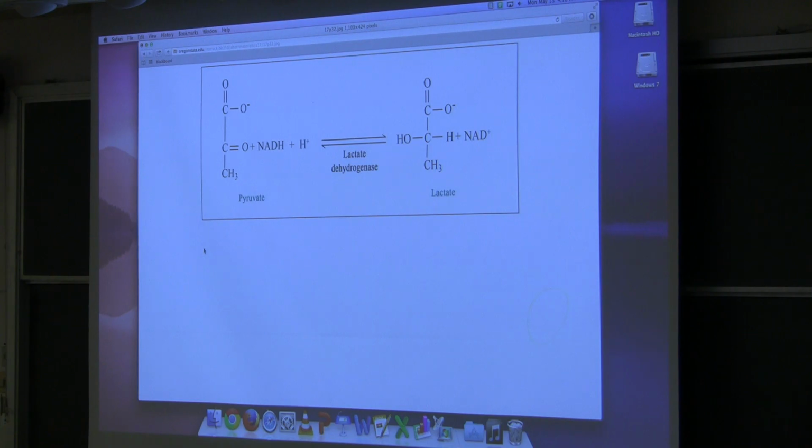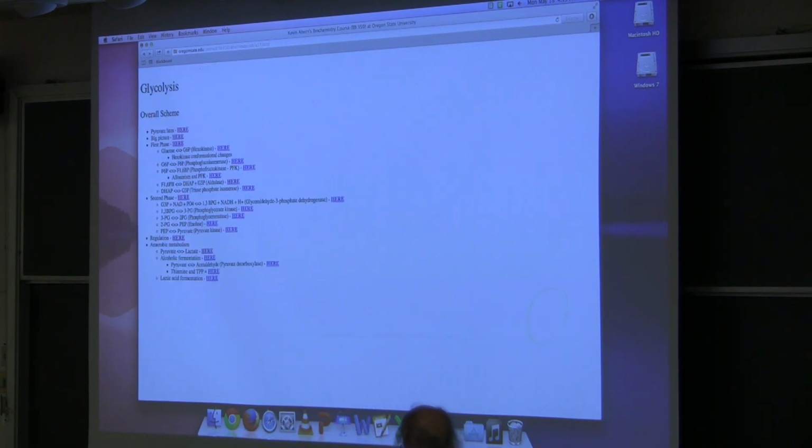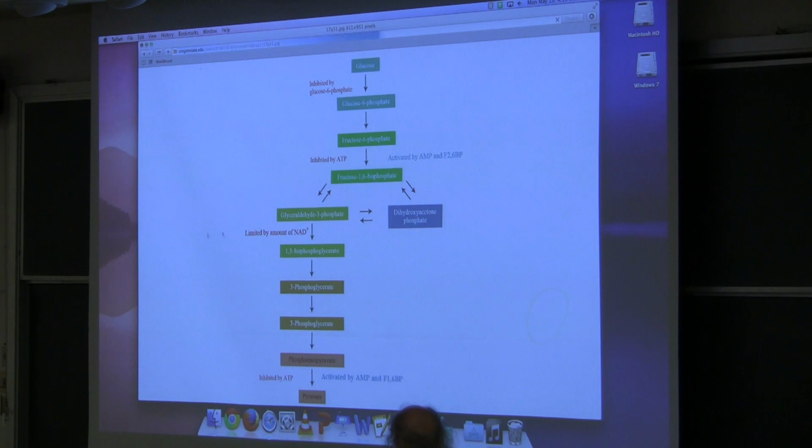Cells require oxygen in order to convert NADH back to NAD. When they run out of oxygen, they're in trouble. And why are they in trouble? Well, they're in trouble because of what I just showed you here. They don't have any NAD, this reaction doesn't go.